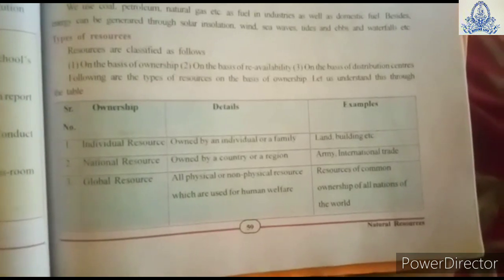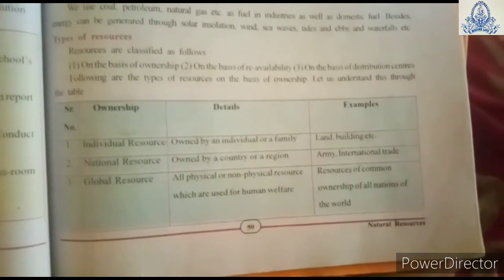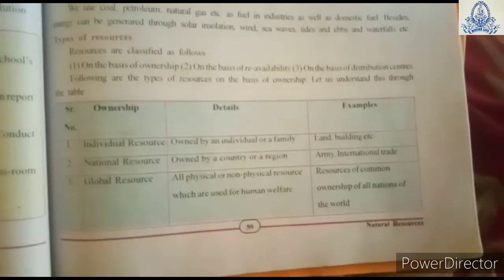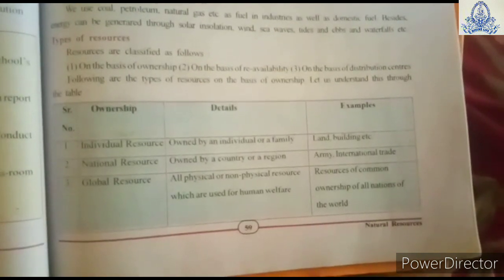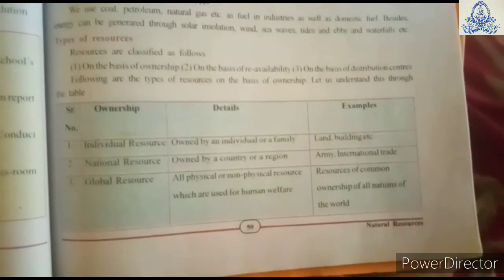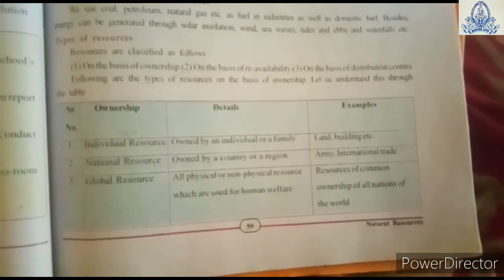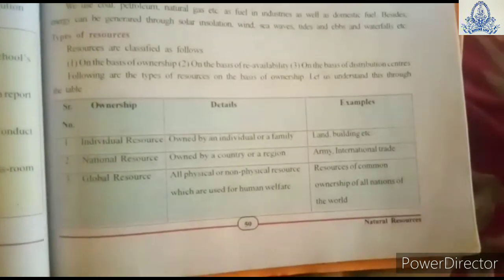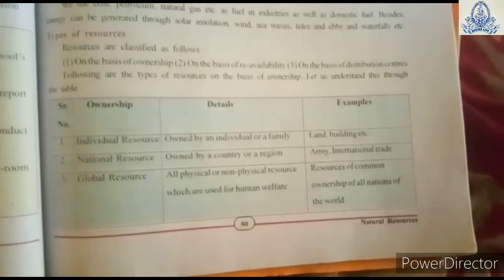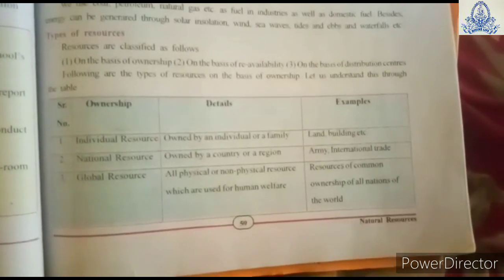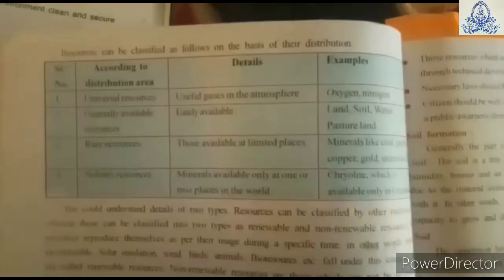Individual means owned by any individual or a family. It may be land, building, something like that. National, that is army, international trade. This is a national resource. Now global resources, that means all the physical or non-physical resources which are used for human welfare. For example, resources of common ownership of all nations of the world.